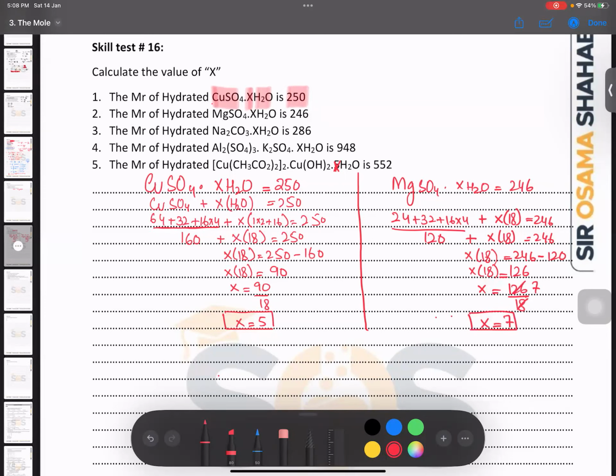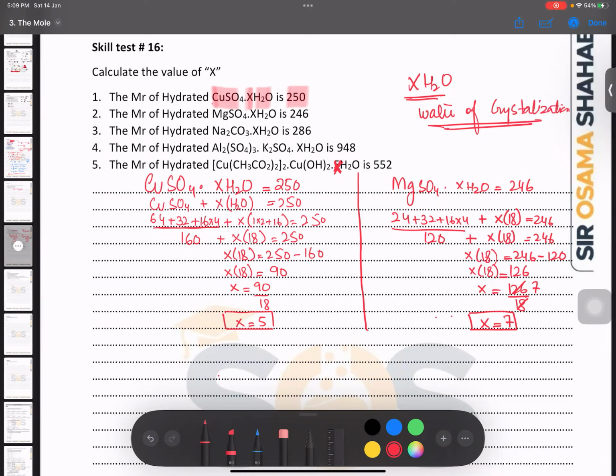So now it's obvious for you. This is quite a simple question. We just need to solve MR in this, and we can easily find the value of X. And this X H2O means water of crystallization, the amount of water molecules that are required to form crystals for the salts, right? So this is all about this.